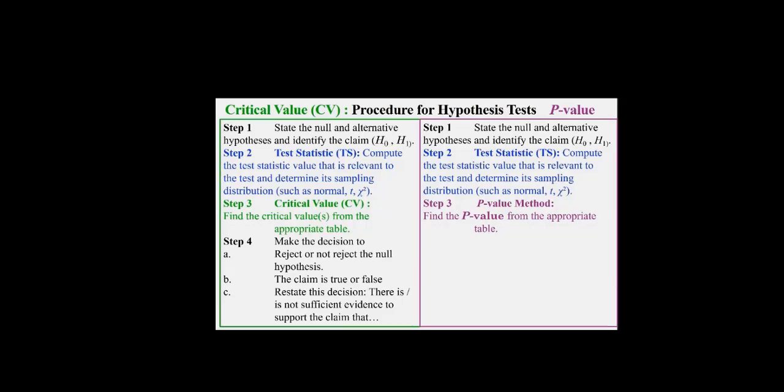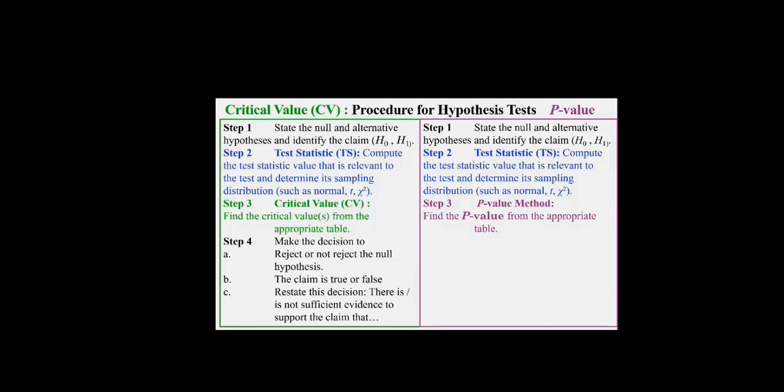That's one part. The next part is that you write, okay, now that you've made that decision, the claim is either true or false. You make a note of that. And then finally, you restate the decision by writing there is or there is not sufficient evidence to support the claim that, and you just write the claim that is given. So you either support it or you don't based on your calculations.